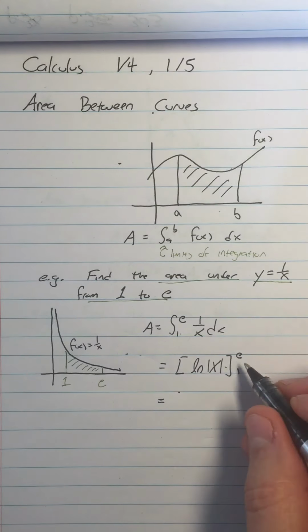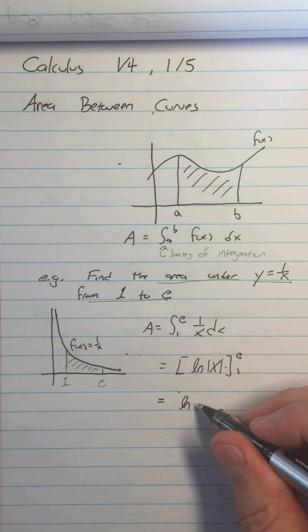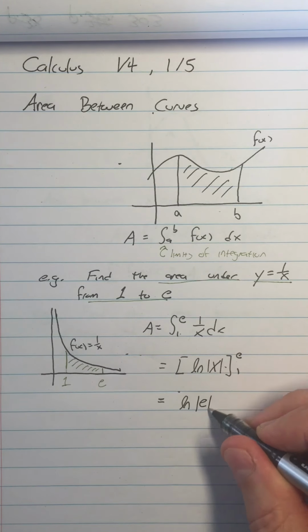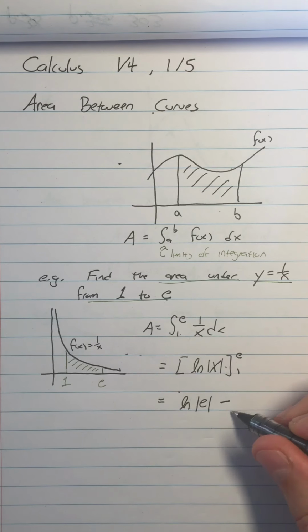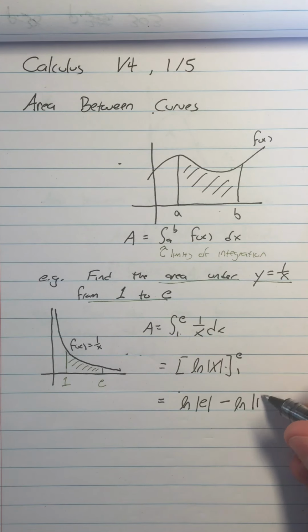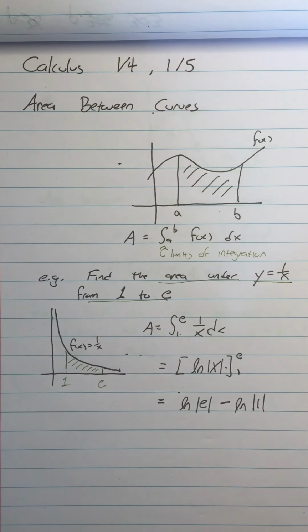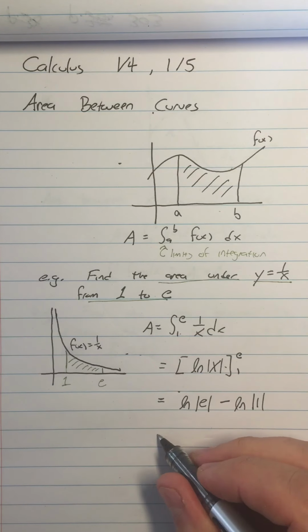So what this means is that I'm going to plug in the upper limit and have ln of the absolute value of e, and then minus, I plug in the lower limit. Remember that there's always a minus in between. That's from the fundamental theorem of calculus, that the integral from a to b of f of x dx is equal to F of b minus F of a, where capital F is an antiderivative of small f. All right, so there's this, and then I can just figure these out.